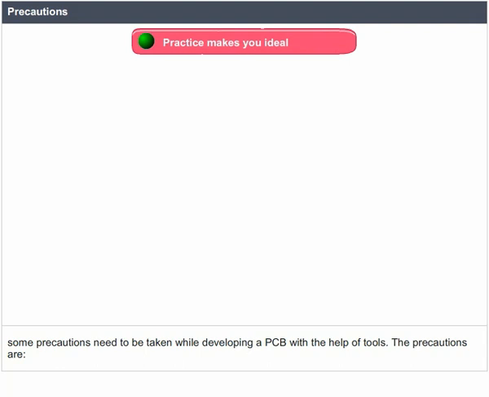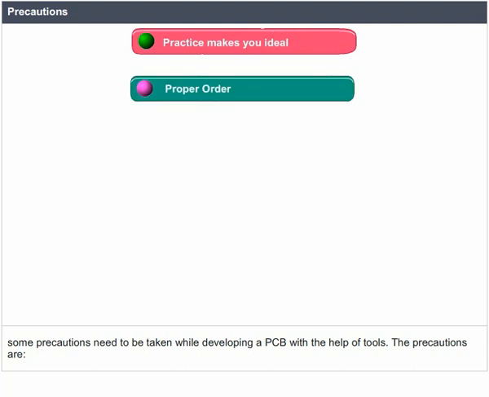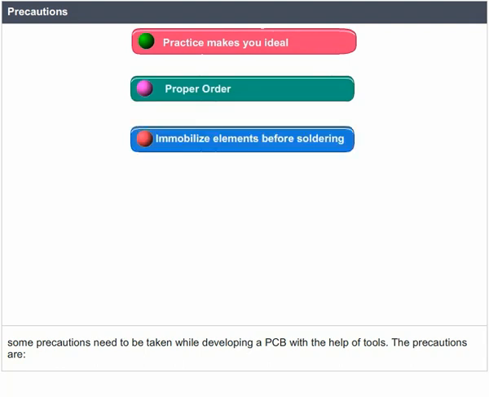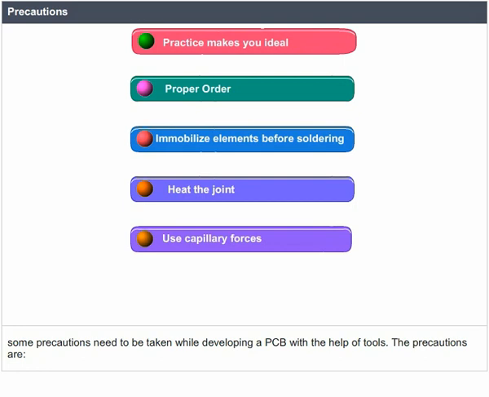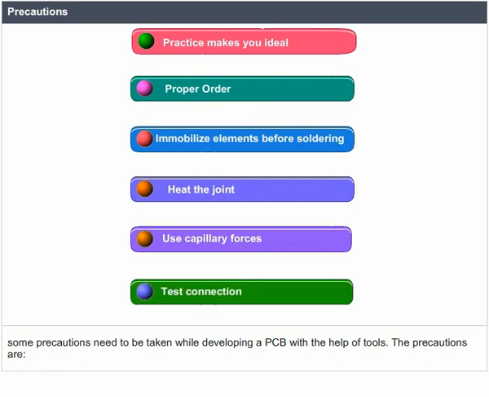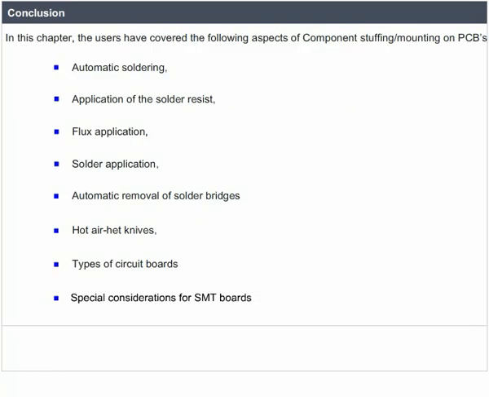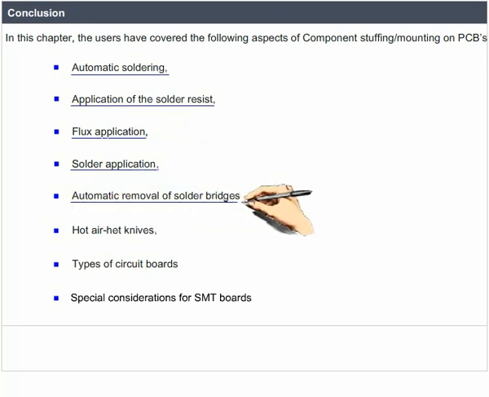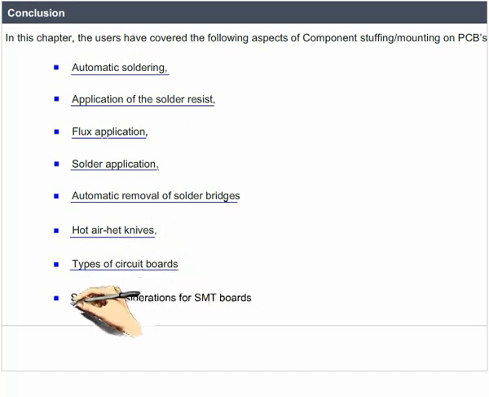The precautions are: practice makes you ideal, proper order, immobilize elements before soldering, heat the joint, use capillary forces, test connection. Conclusion. In this chapter, the users have covered the following aspects of component stuffing, mounting on PCBs: automatic soldering, application of the solder resist, flux application, solder application, automatic removal of solder bridges, hot air jet knives, types of circuit boards, special considerations for SMT boards.